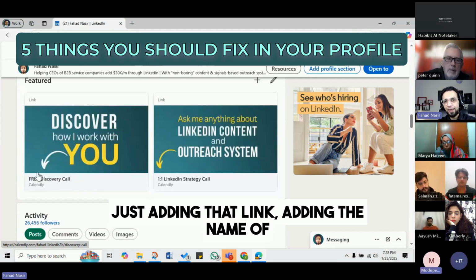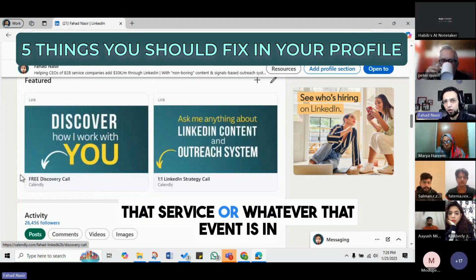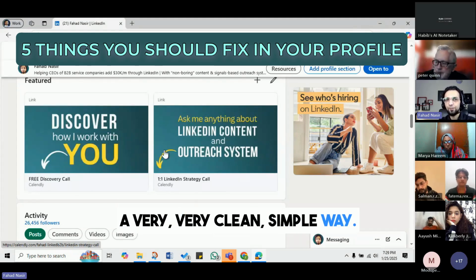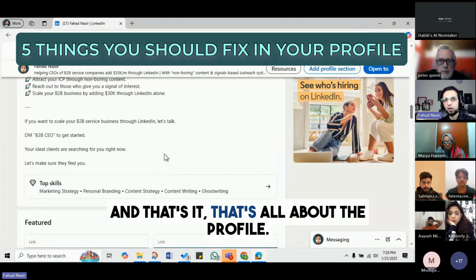Just adding that link, adding the name of that service or whatever that event is in a very, very clean, simple way. And that's it. That's all about the profile.